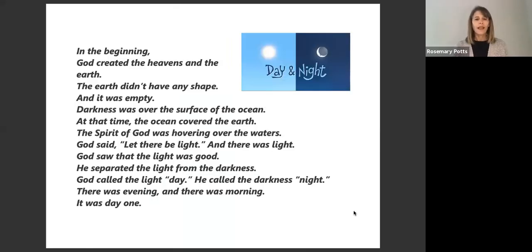Okay, so in the beginning, God created the heavens and the earth. The earth didn't have any shape, and it was empty. Darkness was over the surface of the ocean. At that time, the ocean covered the earth. The Spirit of God was hovering over the waters. God said, "Let there be light." And there was light. God saw that the light was good. He separated the light from the darkness. God called the light day. He called the darkness night. There was evening and there was morning. It was day 1.